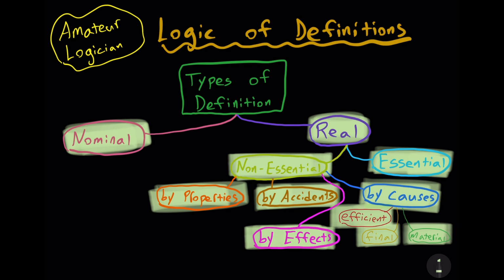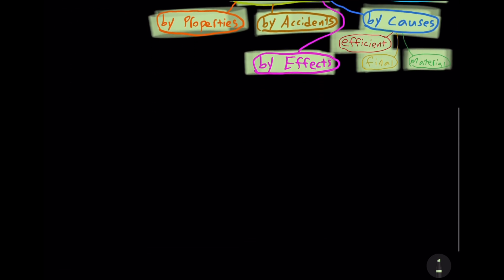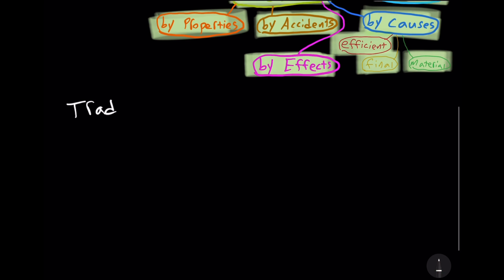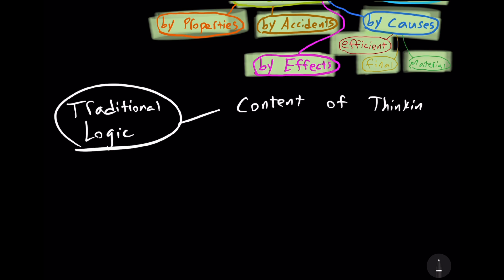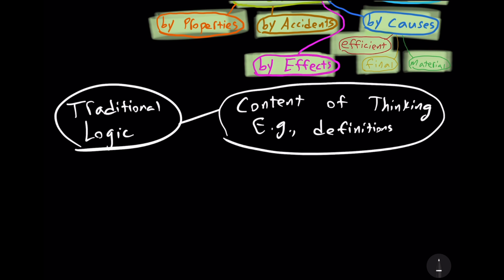Now, before we jump into the logic of definitions and define these terms, let's roughly outline traditional logic into its two major components. So with traditional logic, we can think about, on the one hand, what we might call the content of thinking. And this, for example, would include definitions. How do we define things? What's a good definition? What's a bad definition? What are the different types of definition?